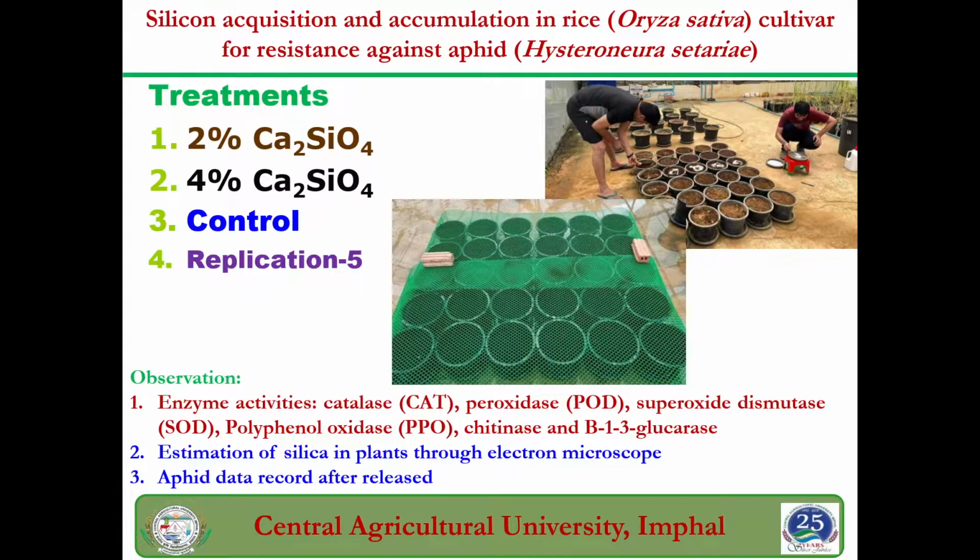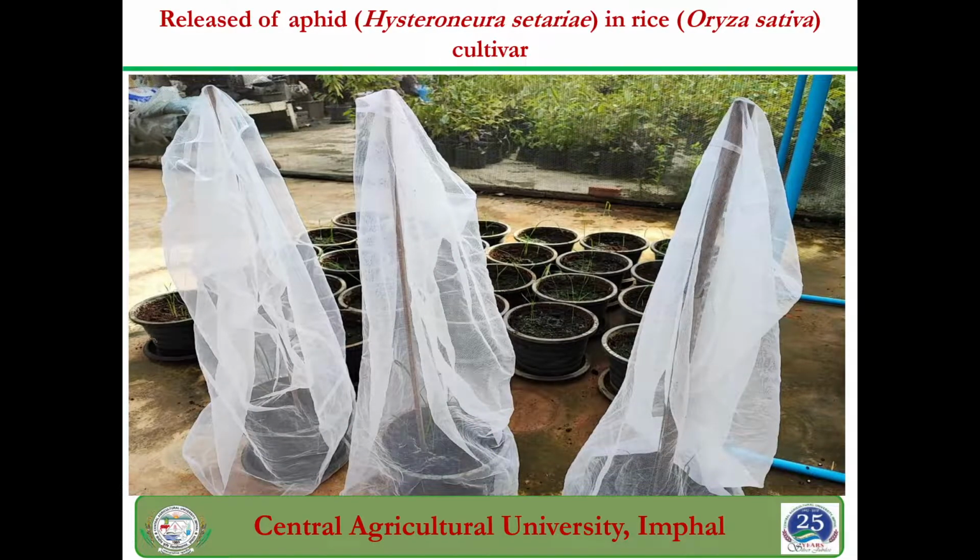We also took aphid data on this rice. After applying 2% or 4% calcium silicate in the initial stage, we released the aphid after 20 days of seedling and looked at enzymatic activity first: the effect on enzymes when applying silica as well as the biotic stress, the aphid. We took data before applying, then after 24, 48, and 72 hours, and found differences in the activity of enzymes like POP, SOD, and catalase, affected by this biotic stress.